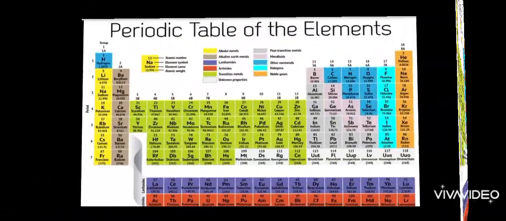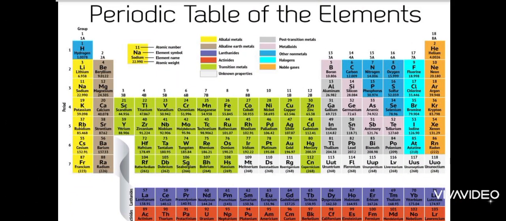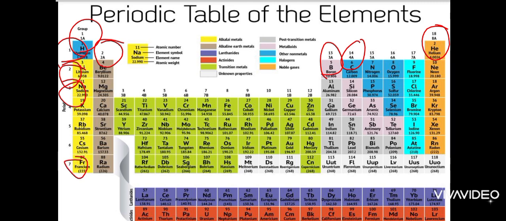This is the representation of the modern periodic table. In this periodic table, you can see that the groups are numbered as 1A, 2A on the left hand side and 3A, 4A to 8A on the right hand side of the periodic table. And the periods are numbered from 1, 2, 3 up to 7 in the periodic table.